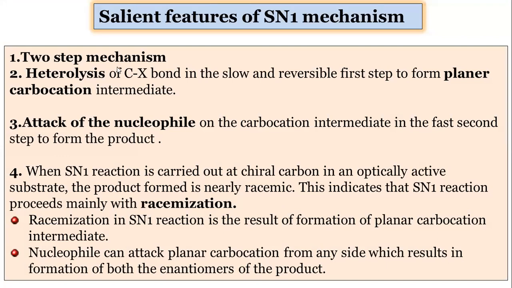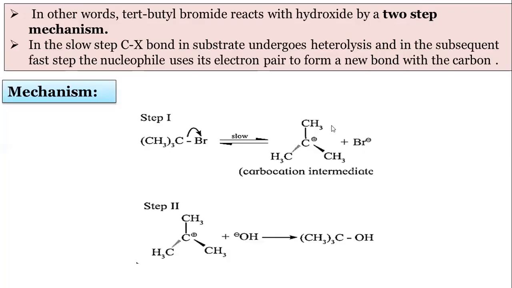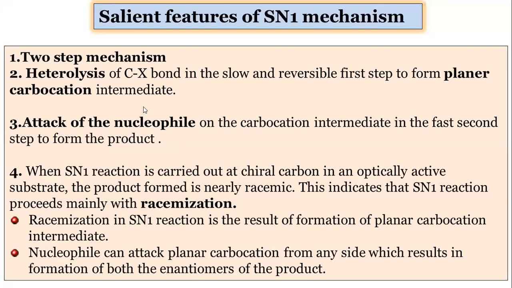This is a two-step reaction. In the first step, by heterolysis, the C-X bond is broken, meaning this C-Br bond is broken. It is reversible, meaning again the bromine can attack the carbocation and we can get back the tertiary butyl bromide. So in the first step, heterolysis takes place, the C-X bond is broken, it is the slow step of the reaction, and the carbocation is formed.